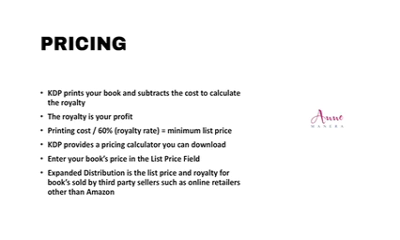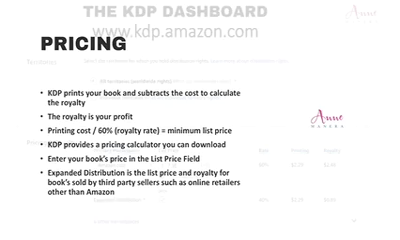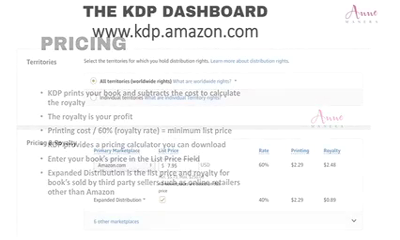You enter your book's price in the list price field, and expanded distribution is the list price and royalty for the book sold with third-party sellers, such as online retailers other than Amazon. You know, the royalty is much lower on expanded distribution, but at least it gets your book out there.